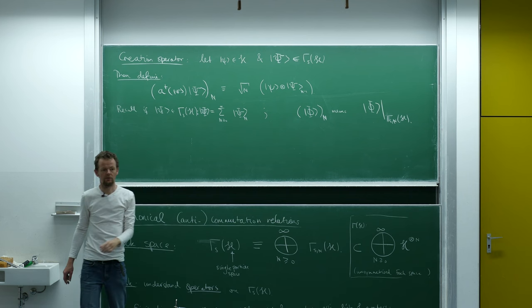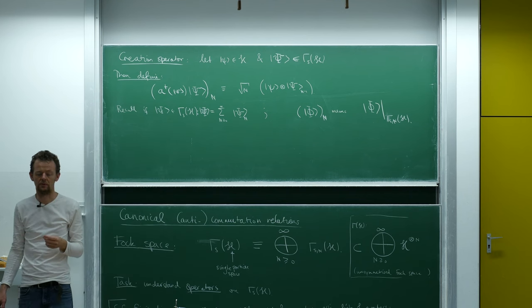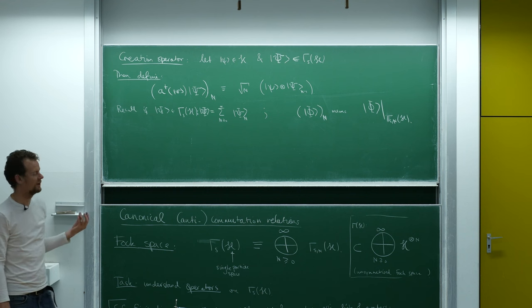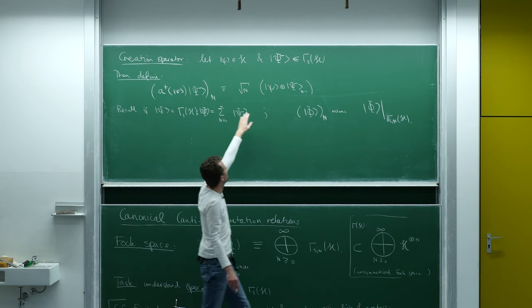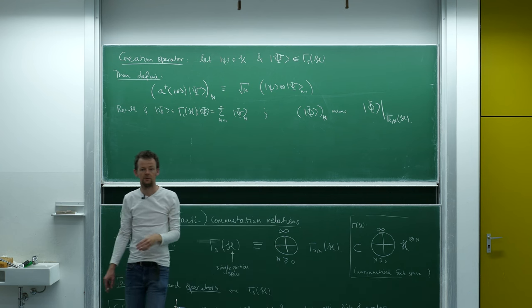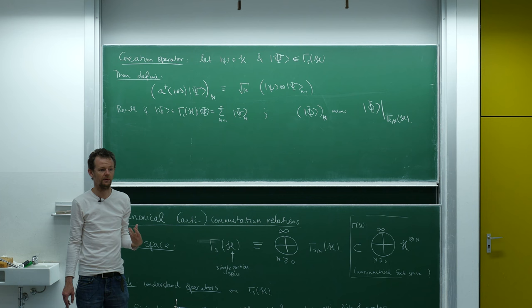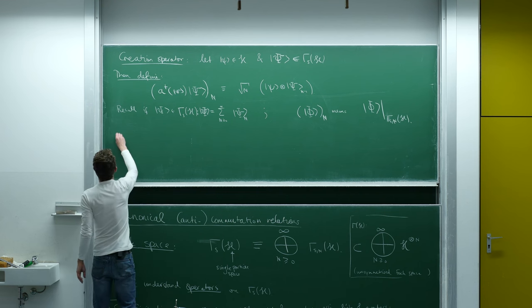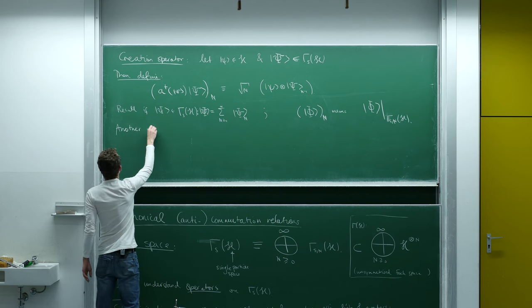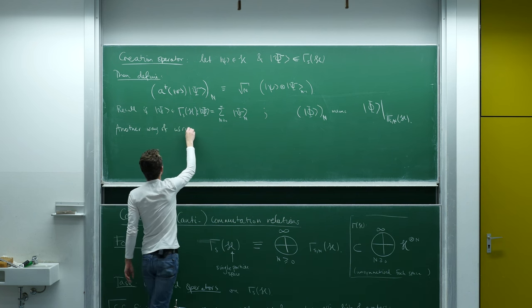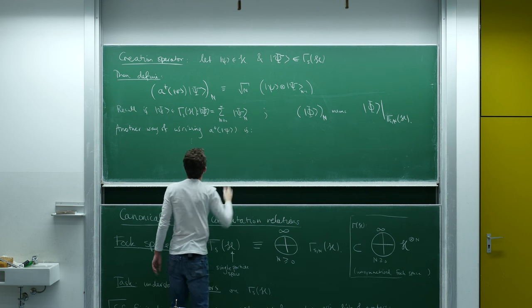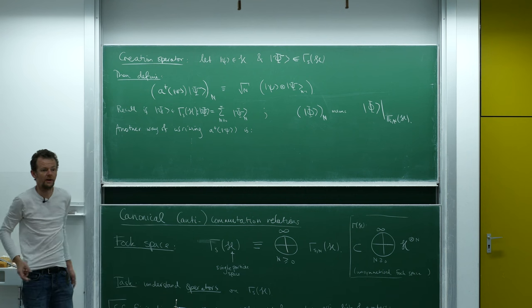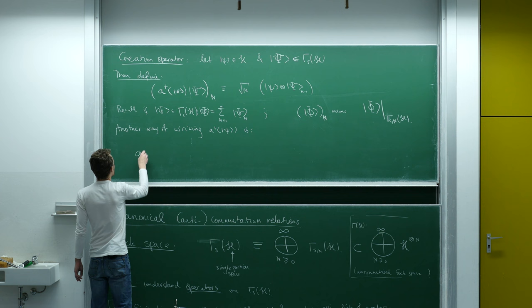So let's just look at this definition of the creation operator for a moment and just think what it's doing. You've got some single particle state, little psi. And the action of the creation operator is simply to tensor on that little psi onto the n minus 1 component. So another way of writing A dagger is to get rid of the n subscript and then just write out its action completely by extending by linearity.